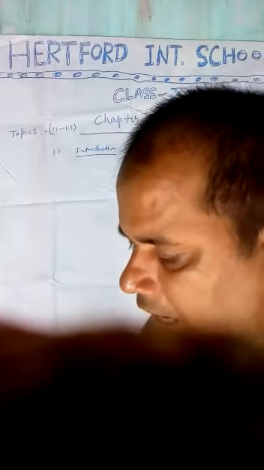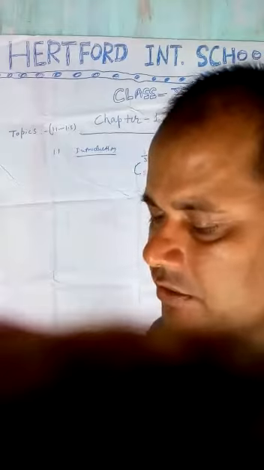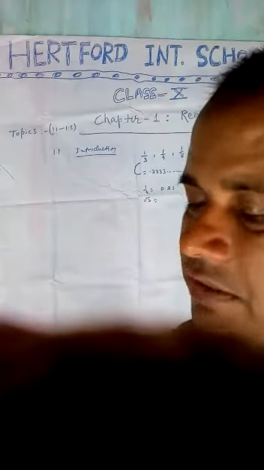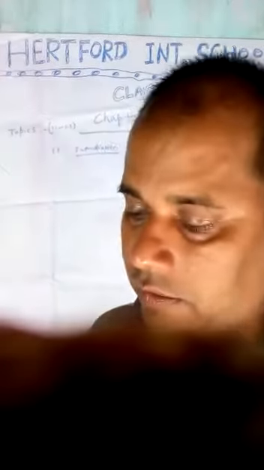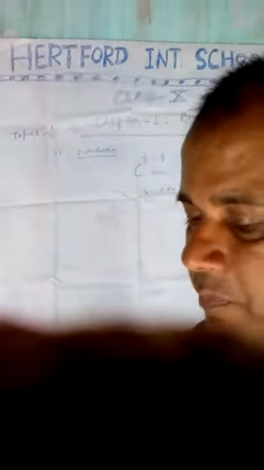When we write down such equations, we are using Euclid's division lemma, which is given in Theorem 1.1. It is on page number 3.